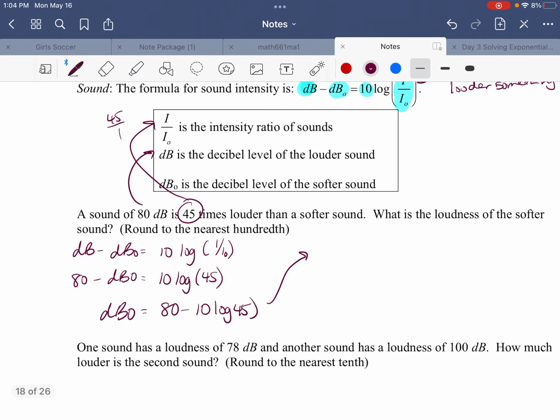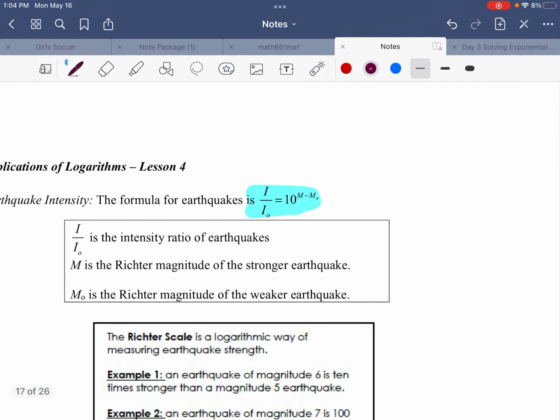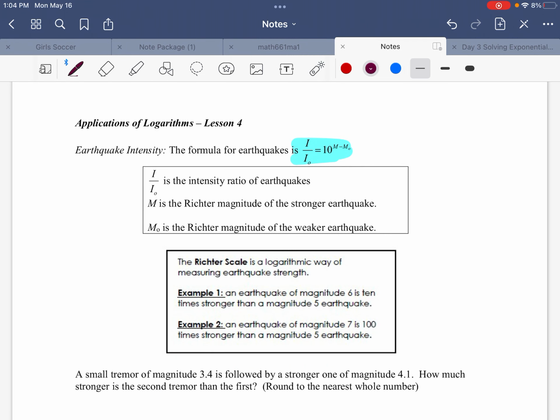Okay. 80 minus 10 log 45, if you calculate that on your calculator, you actually get 63.47 decibels. So therefore, the softer sound is 63.47 decibels. All right, well, how about we go back to the earthquake question, the one I skipped.